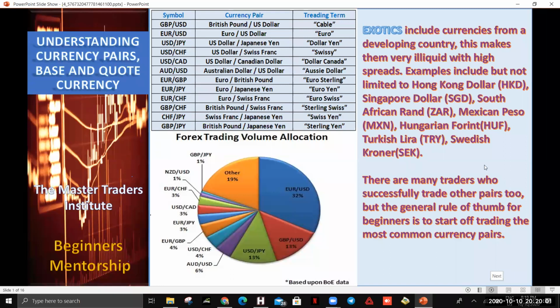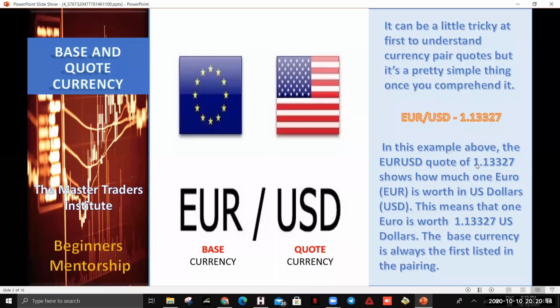The Euro USD quote of 1.13327 shows how much €1 is worth in USD. This means that €1 is worth 1.13327 US dollars. It's just telling you that 1.13327 is what this euro is in dollars. That's just the price for euro in $1.